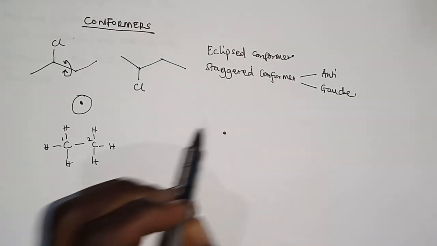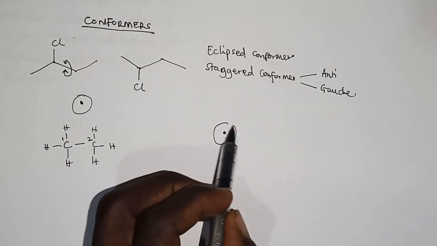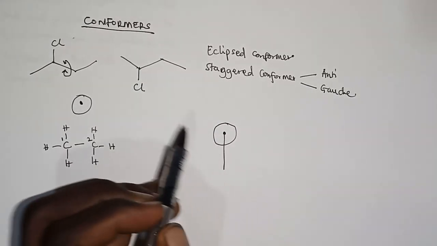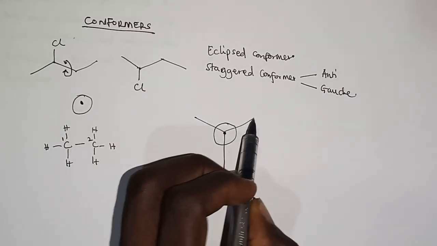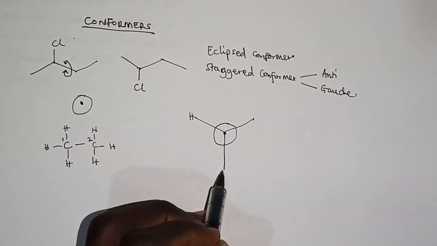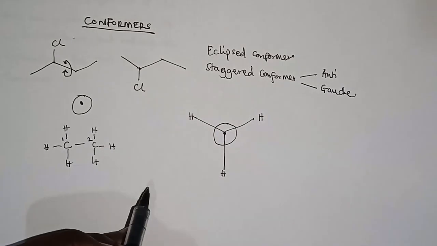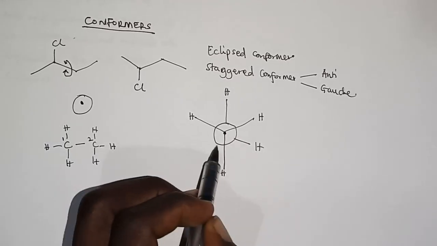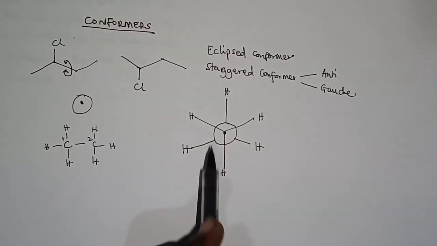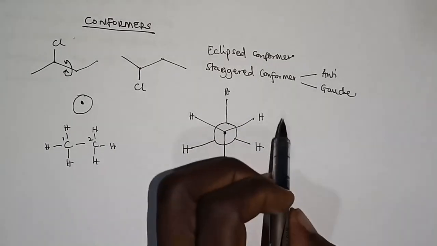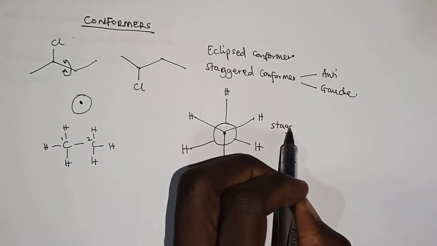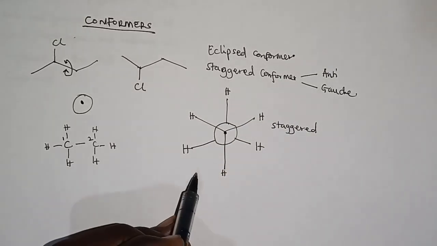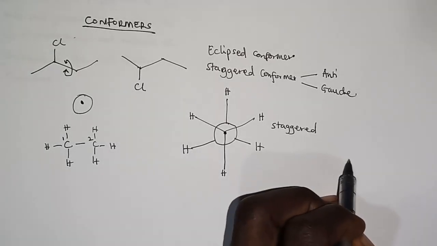So let's assume that this is carbon 1, the carbon in front, and then this is carbon 2, the carbon at the back. So you see that the first carbon is attached to 3 protons, and then the second carbon is also attached to 3 protons. Anytime you see Newman projection of this form, then know that you are talking about the staggered conformer. However, we could also draw this in a different form by drawing it like this.